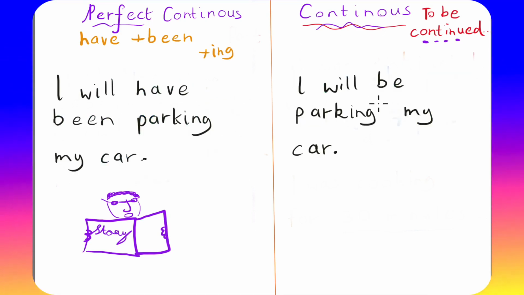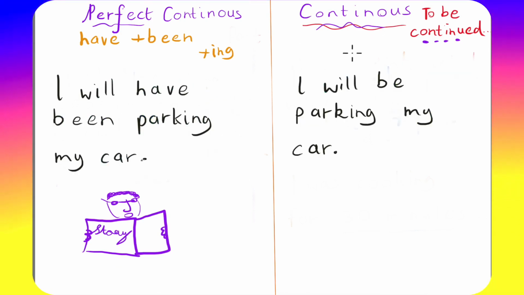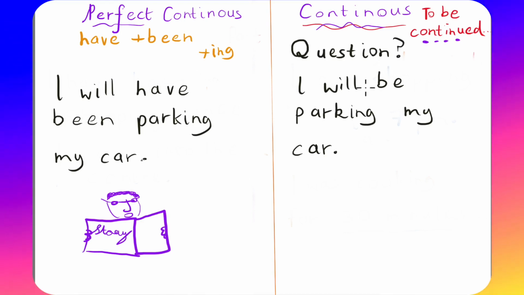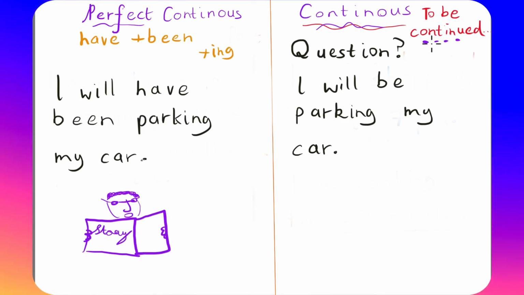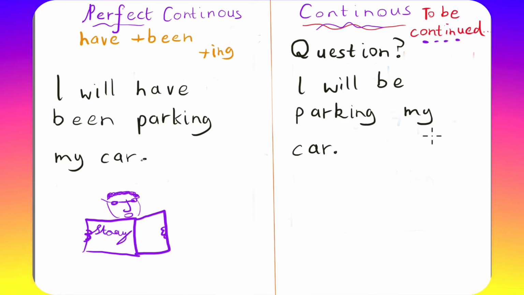Let's now look at the future tense of the perfect continuous and continuous. Here we have I will be parking my car. In most cases this is a response to a question such as where will you be? I will be parking my car. This tells us specifically. Here we have a to be continued moment. I will be parking my car. To be continued. That is what's going to happen.